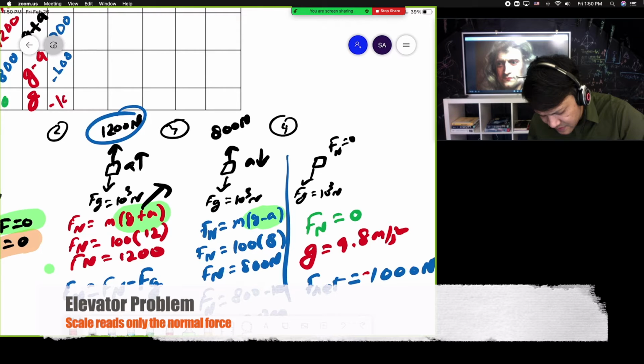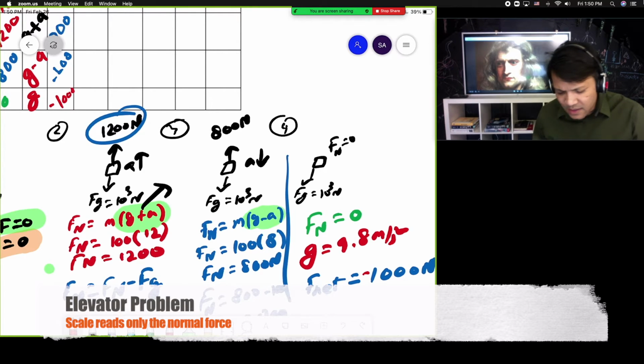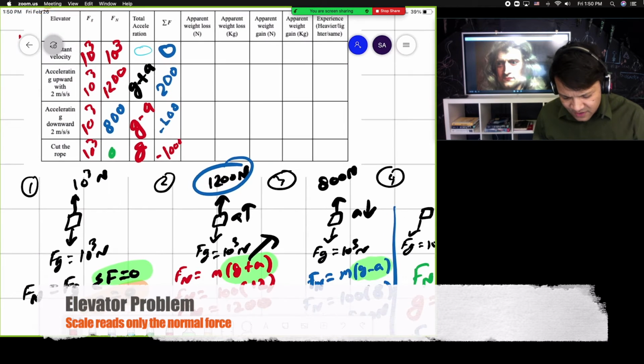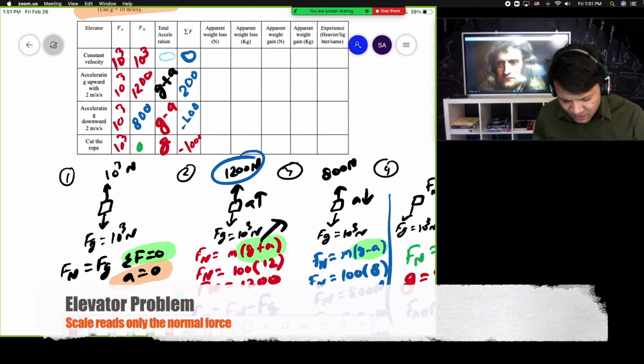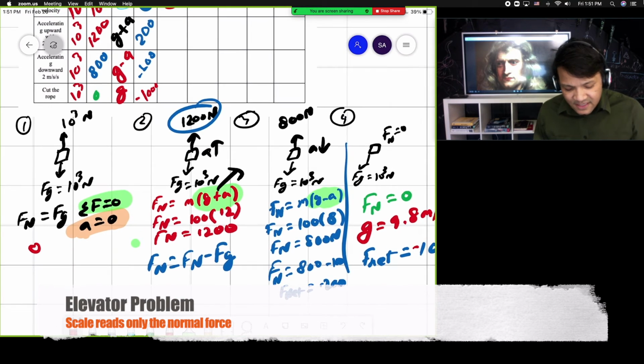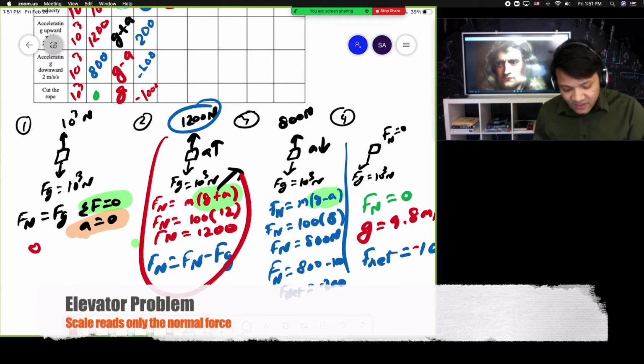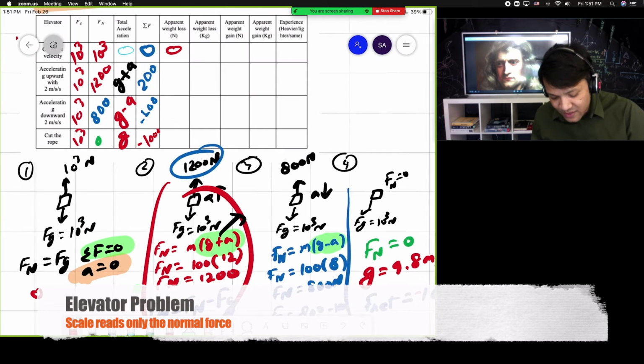Okay, now let's do the next one, apparent weight loss. Apparent weight loss is 0 over here. The next one is an apparent weight gain, no apparent weight loss, so it does not apply.